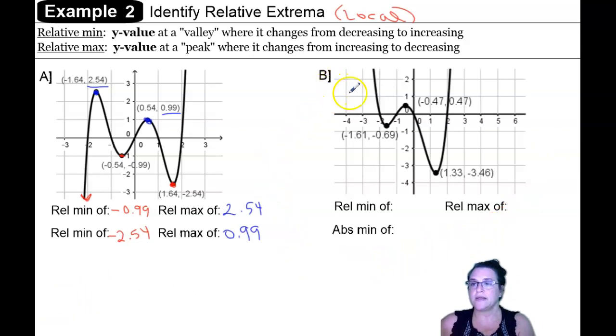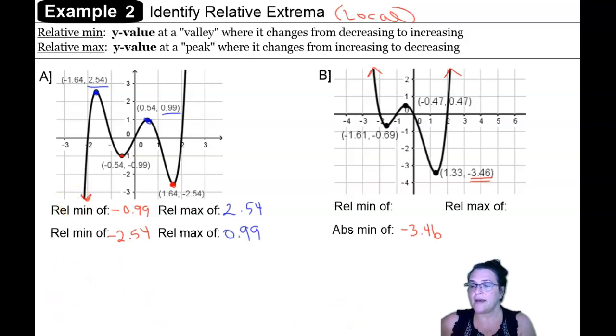Okay, so in example B, my graph is pointing up to positive infinity on both ends. Since both ends go up, I'm going to have some kind of absolute minimum. When I look at the lowest point of my range, that y value is the absolute minimum value in my range. So there is an absolute minimum of negative 3.46. That would be my absolute min.